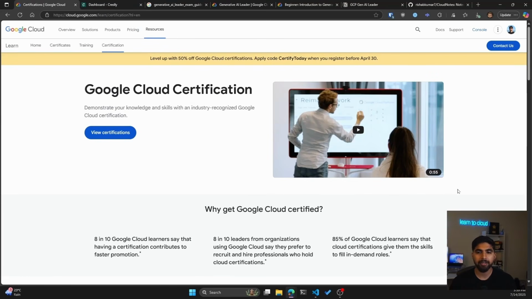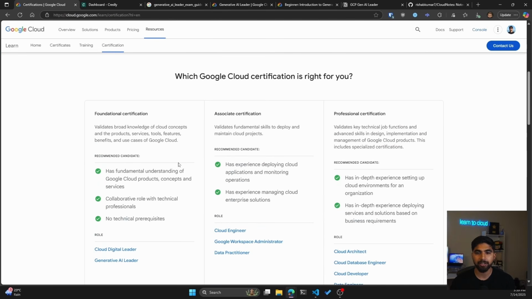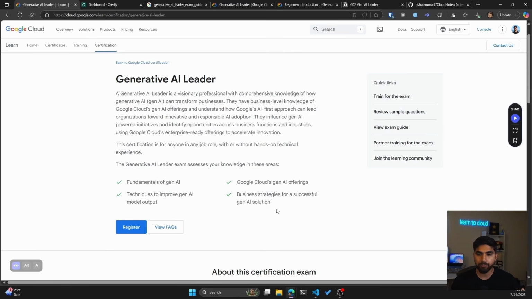So, if you look at the Generative AI certification, it is a foundational level certification under Google Cloud. So now they have two. One is the Cloud Digital Leader, and the new one is Generative AI Leader. The exam assesses your knowledge in the following areas, as you can see. So fundamentals of Gen AI, techniques to improve Gen AI model output, Google Cloud's Gen AI offering, and business strategies for a successful Gen AI solution.